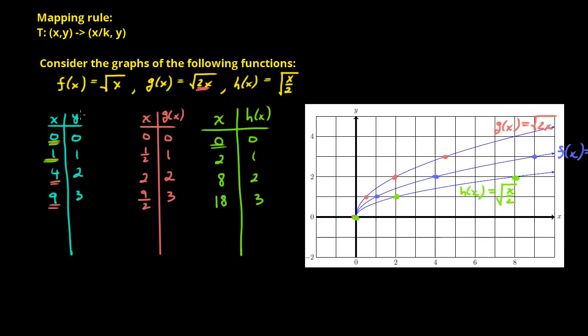So we can see that if k is between 0 and 1, which was the case for h of x, we get a horizontal stretch by a factor of 1 over k. When k is greater than 1, which was the case for g of x, we get a horizontal compression by a factor of 1 over k, as was summarized above.